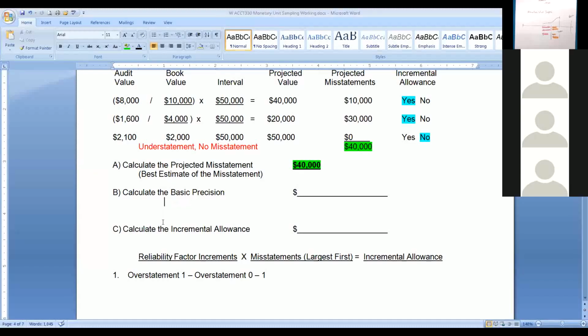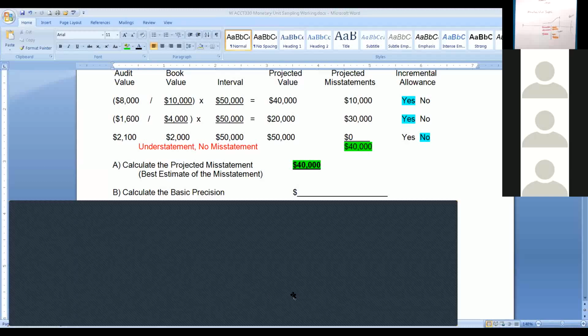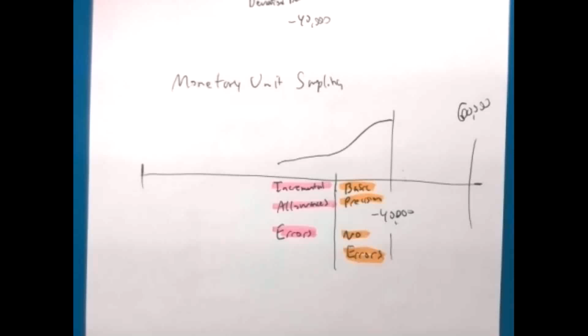Basic precision. Oh, wait a minute, I gotta do something. I chose the wrong thing. Okay.